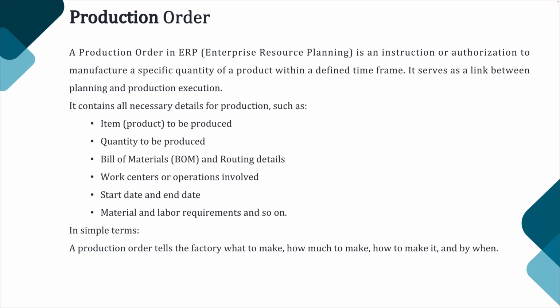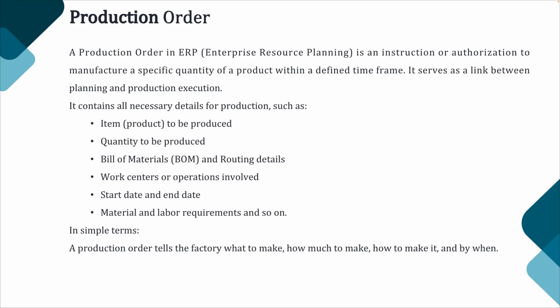It's also termed as your work order or manufacturing order, and it's a document used in your ERP system to initiate and track the production of your FG using your raw material and resources. It contains all necessary details for production, such as the item to be produced, quantity to be produced, bill of materials and routing details. Then come your work centers or operations involved, start date and end date, material and labor requirements, and so on. In short, a production order tells the factory what to make, how much to make, how to make it, and by when it has to be done.